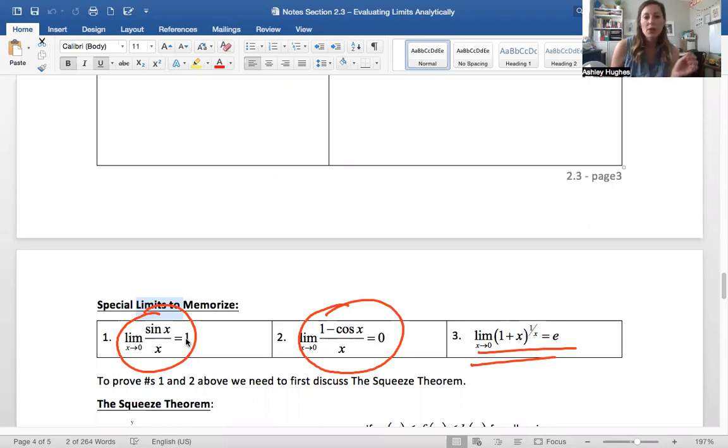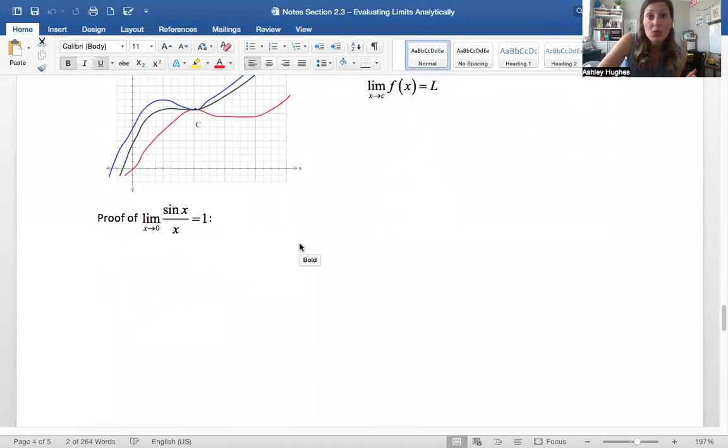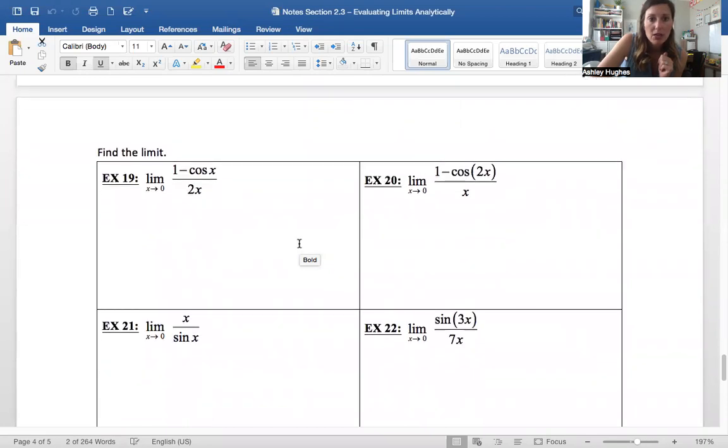Now, you don't have to prove these limits exist as 1 and 0 and e. You just need to know how to use them. So I'm going to skip the proof for your sake. If anybody wants me to show you that, I am happy to send it to you. But I'm going to talk about how to evaluate it.